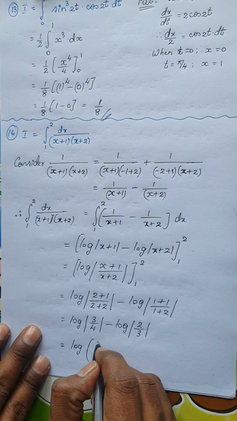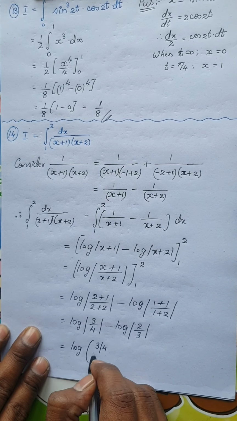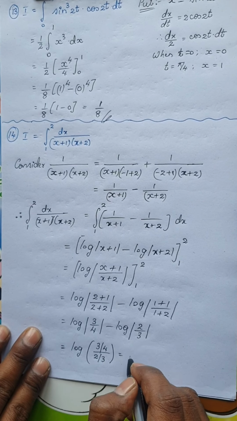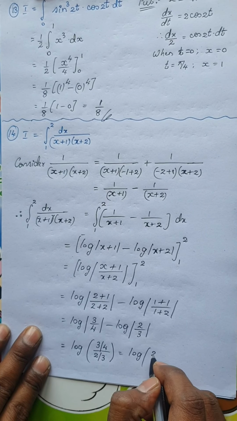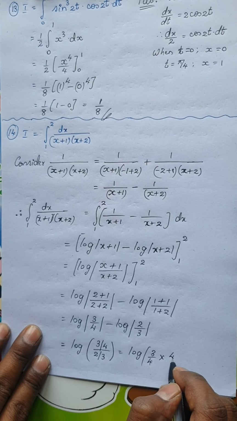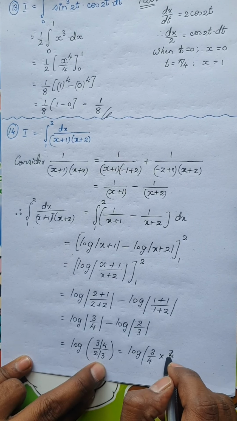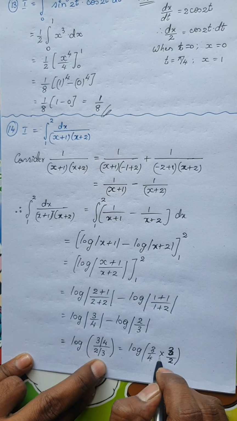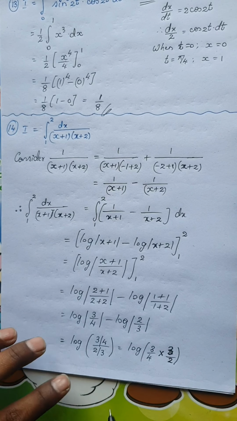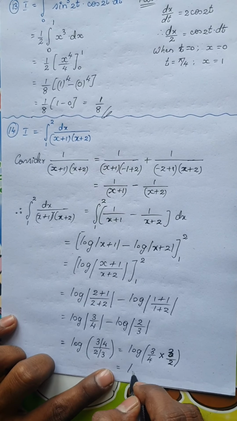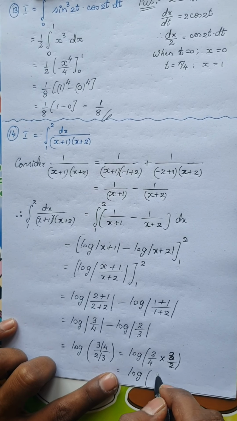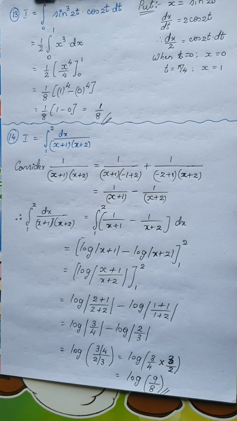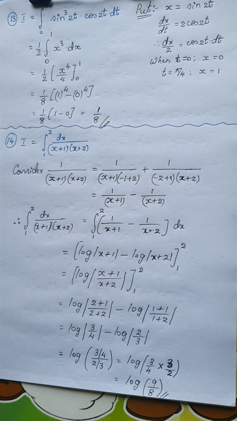Log m minus log n can be written as log of m by n. So that is nothing but 3 by 4 divided by 2 by 3. So this becomes log of 3 by 4 into 3 by 2, isn't it? The reciprocal of 2 by 3 becomes 3 by 2 because we are changing division into multiplication. So the final answer would be log of 3 3s is 9 divided by 4 2s is 8. Log of 9 by 8 as the final answer.